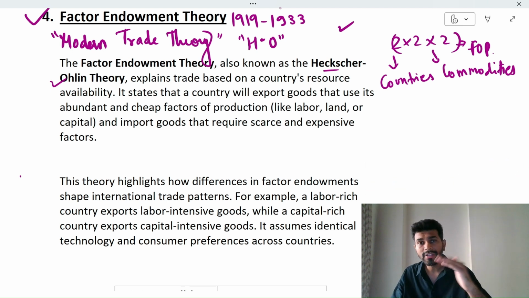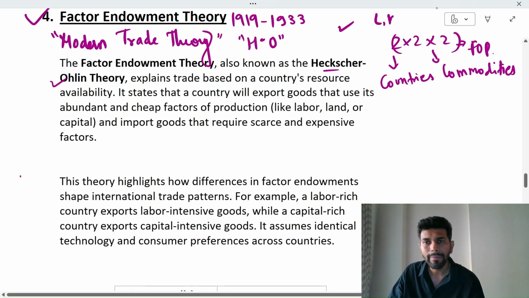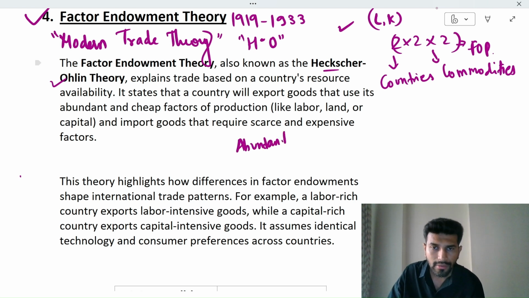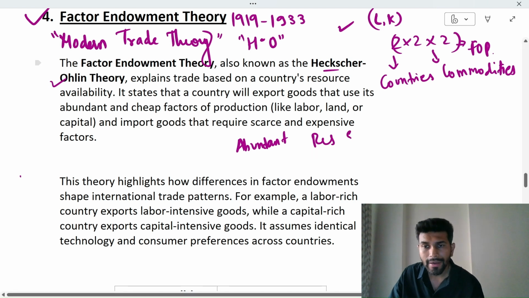Because earlier both theories, absolute advantage theory and comparative cost advantage theory, were 2 by 2 models. This theory is a 2 by 2 by 2 model because it consists of two countries, two commodities, and two factors of production. What are those factors of production? Labor and capital. According to this theory, the nation will produce and export those commodities in which production requires nature's abundant resources and cheaper cost of production.